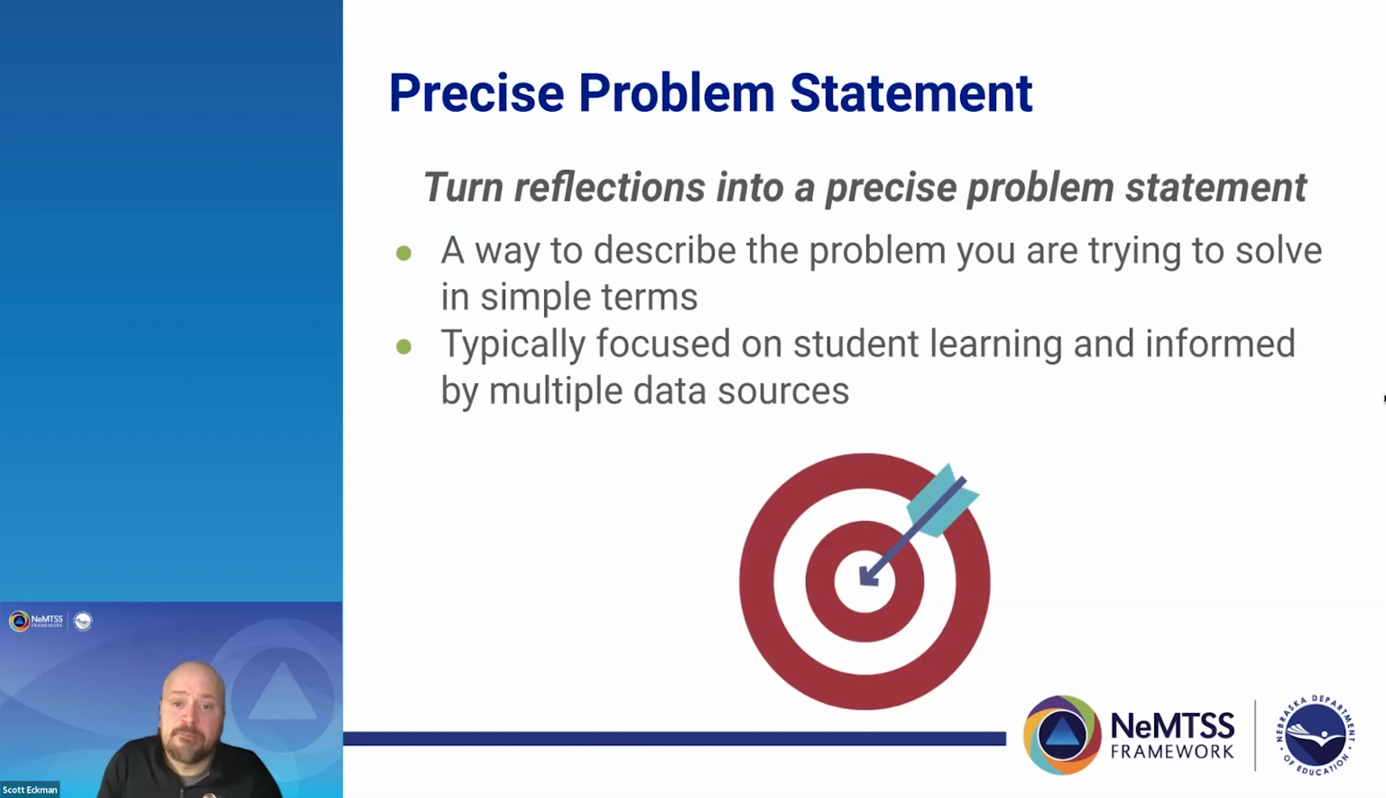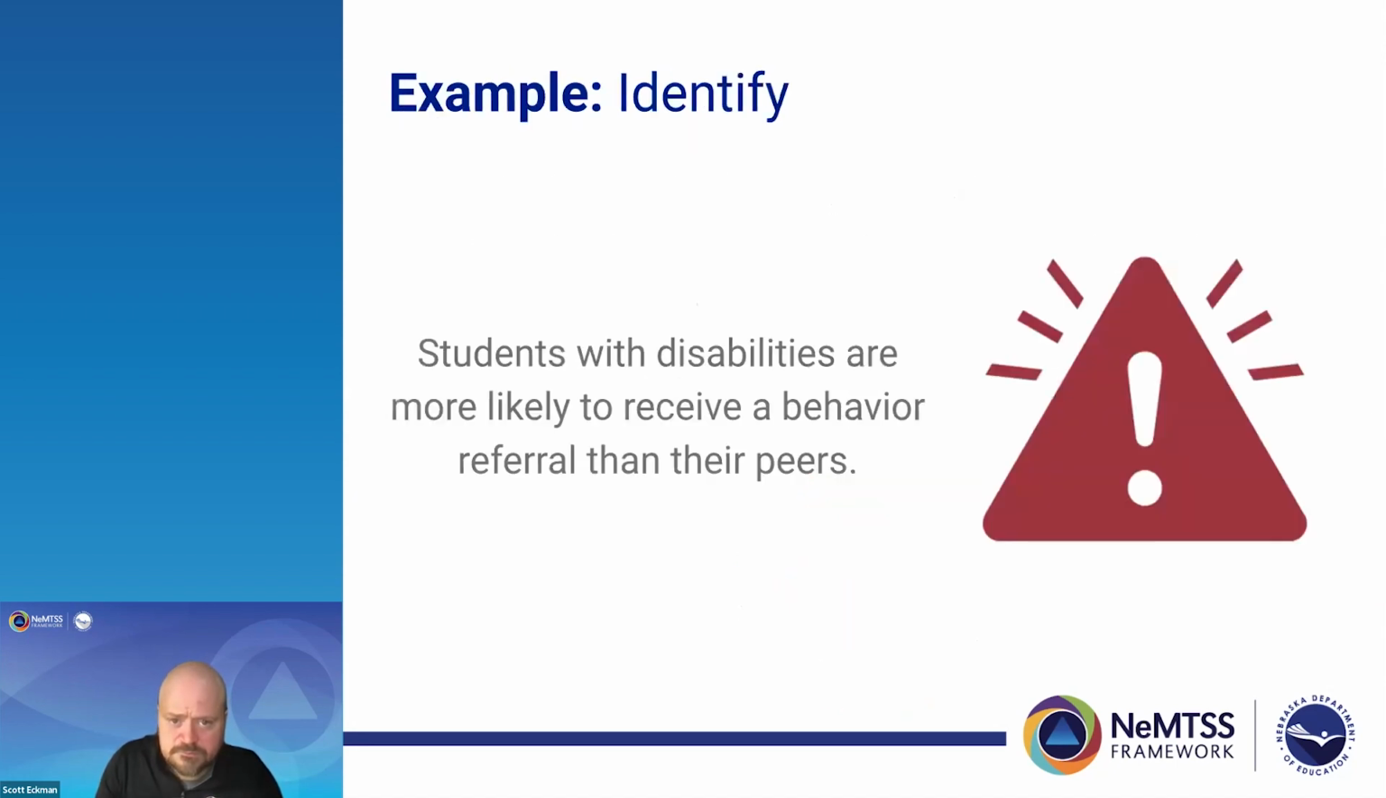During this identify step of the problem-solving model, your team will want to turn your reflections into what we call a precise problem statement. A precise problem statement is a way to describe the problem you are trying to solve in simple terms. It's typically focused on student learning and informed by multiple data sources. So let's work through a tip-related example together.